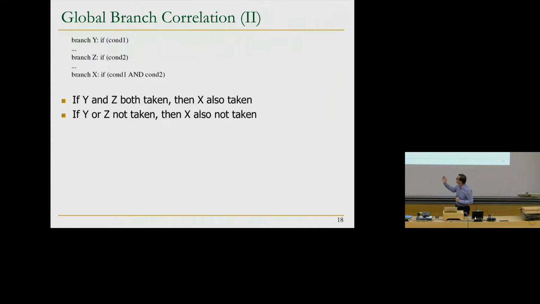So, okay, another example. This can get even more complex, right? There's branch Y, branch Z, and branch X. They're testing 2 different conditions, and the first one is taken if condition 1 is true, the second one is taken if condition 2 is true, and the third one tests both condition 1 and condition 2. So if Y and Z are both taken, then X is also taken. If Y or Z are not taken, then X is also not taken. So there's a very strong correlation relationship between these branches.